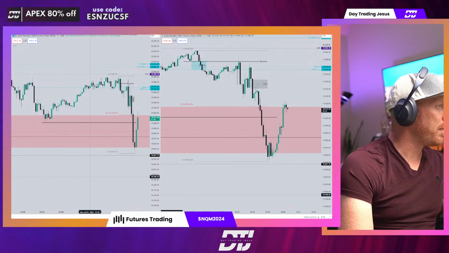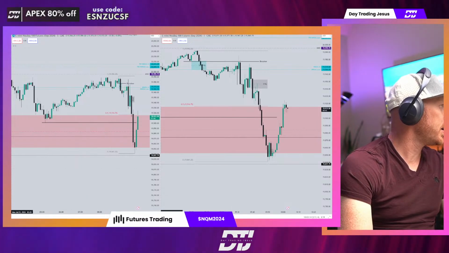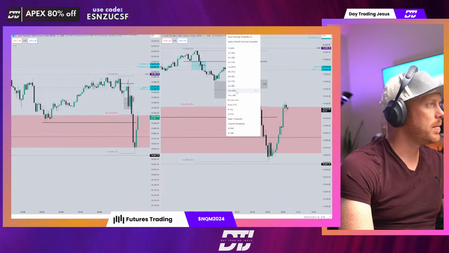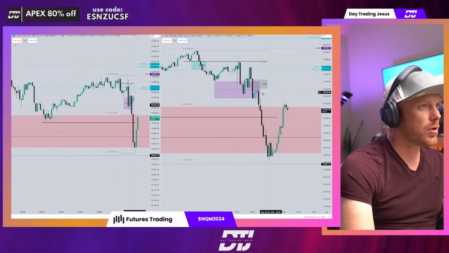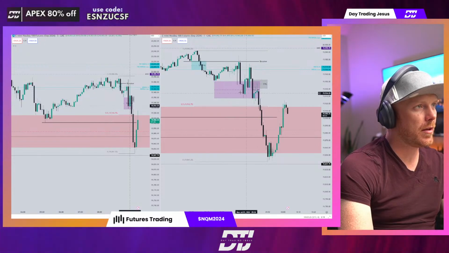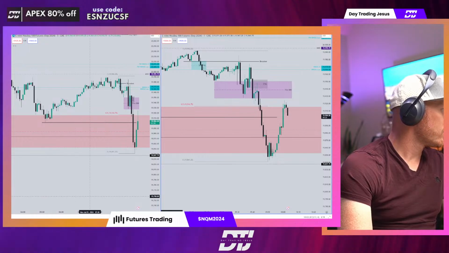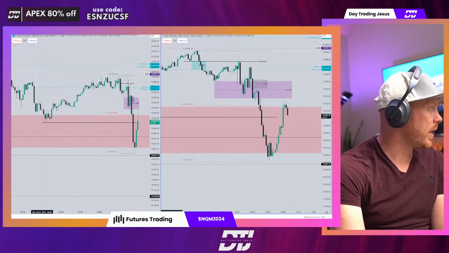We have a 15-minute fair value gap that I see here. I would like us to hit that. If you have a 15-minute time frame, it's sitting right there. 15-minute SIBI. So this is a 15-minute fair value gap. I'd love us to stab into that. If we want to go lower, that would be nice.